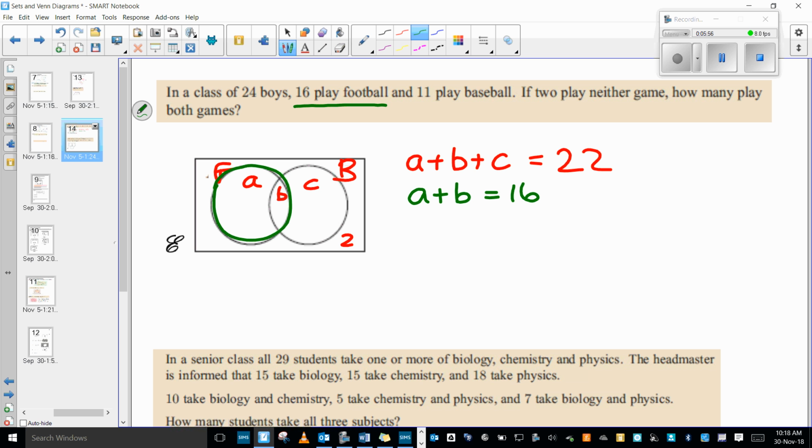Yeah? So now, I can do something similar again to baseball. So my baseball would obviously be B plus C equals 11. I say obviously, hopefully. And what can I do now? I've got a couple of different things I can do. Can you find the difference to give you 3? How do you mean the difference? 16 minus 11?